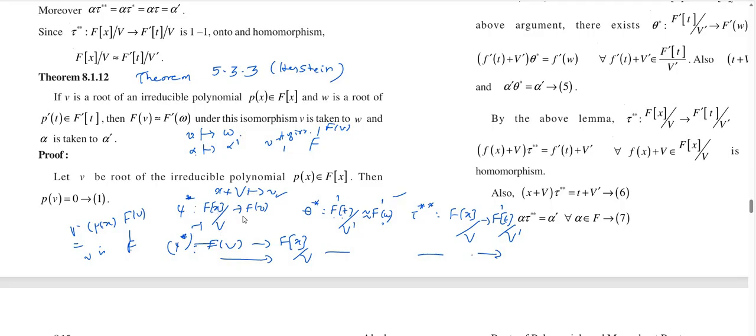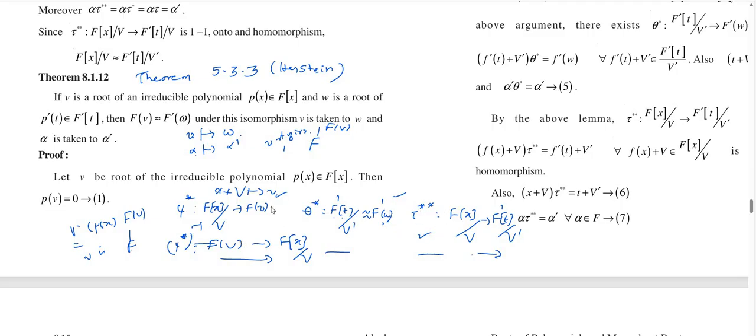That is, F[x] mod V is isomorphic to F of v. That mapping we take as psi star, and this is known to us already. In the same way we have it for V prime also. If p of x is irreducible, p prime of t is also irreducible in F prime of t. So the ideal generated by that polynomial, if we take as V prime, then we have F prime of t mod V prime isomorphic to this. We took that isomorphism as theta star, and this is known to us by one of the earlier theorems.